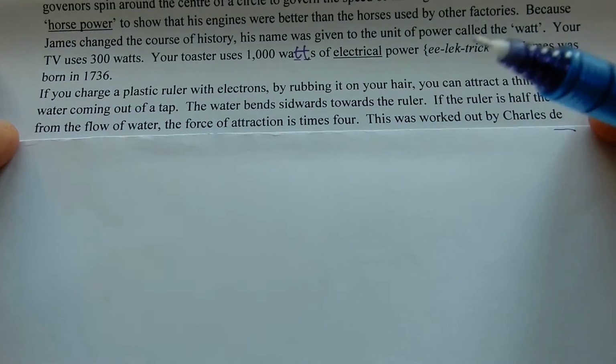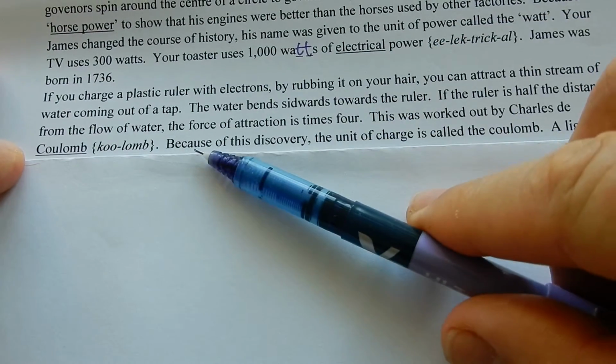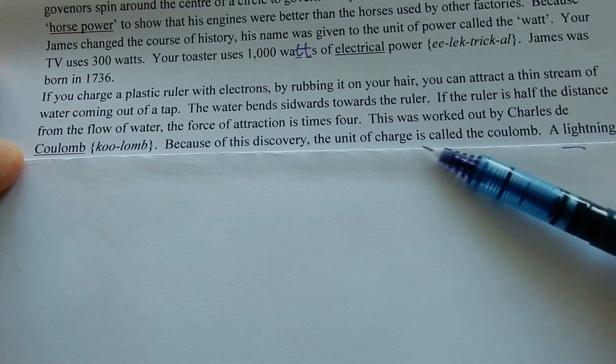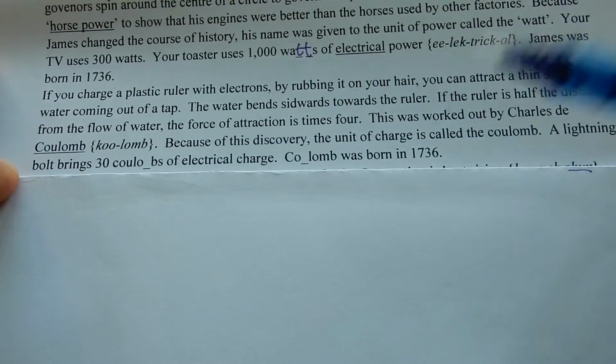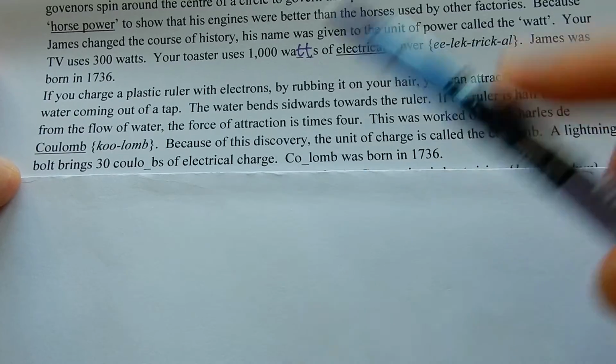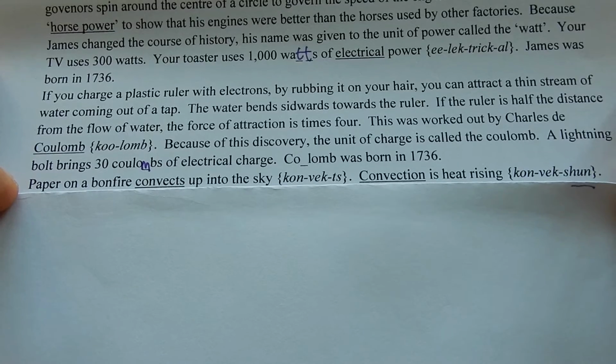This was worked out by Charles de Coulomb, a French gentleman. Because of this discovery, the unit of charge is called the coulomb. A lightning bolt brings 300 coulombs of electrical charge. Coulomb was born in 1736.